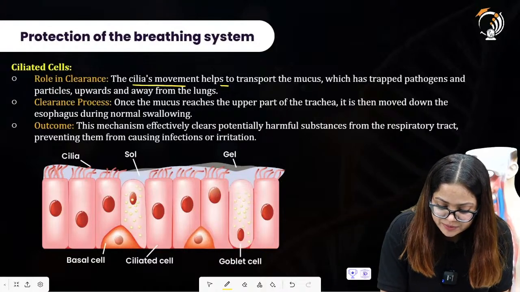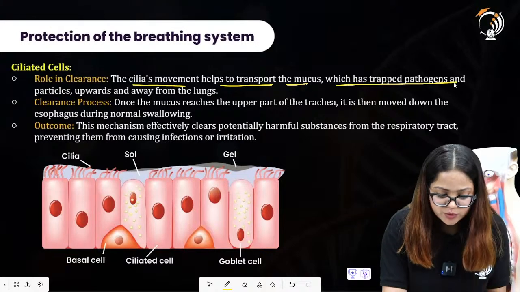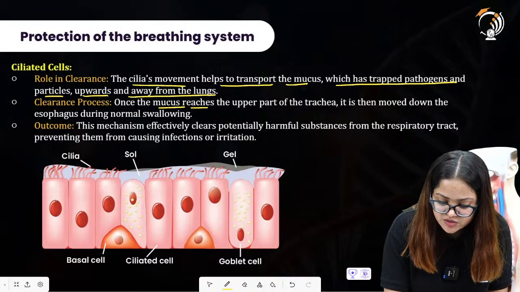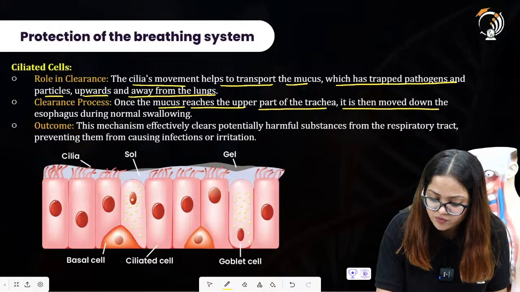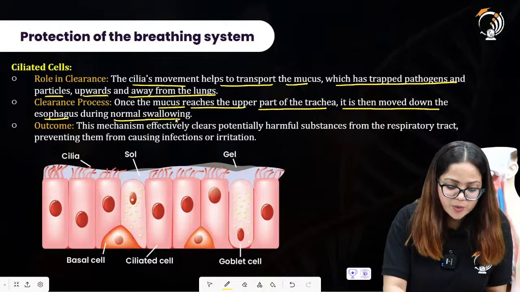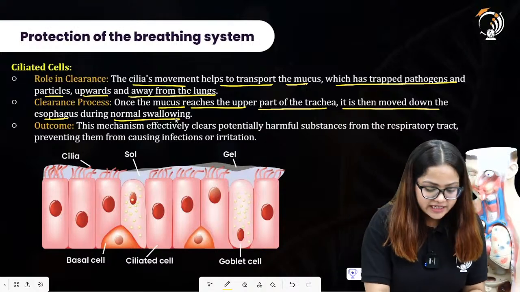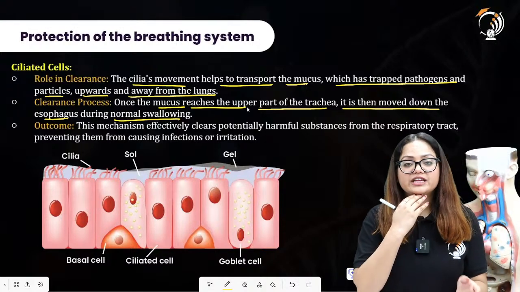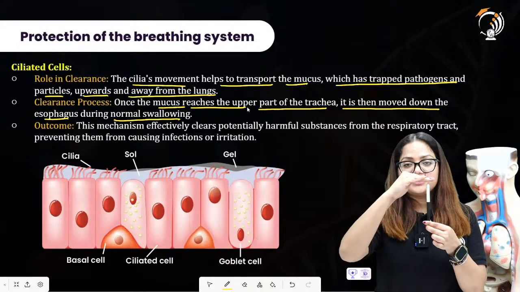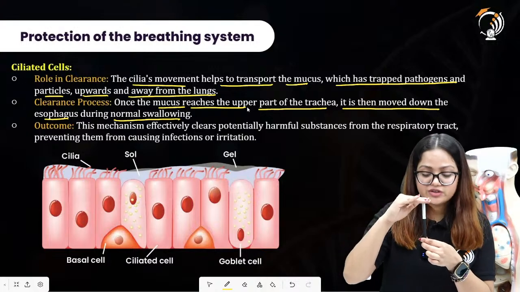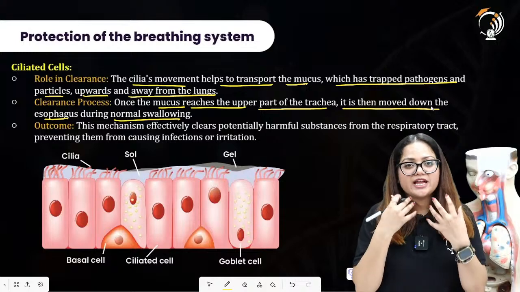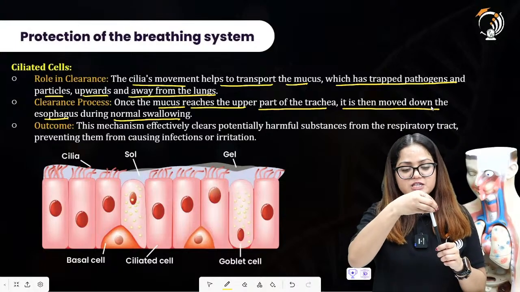The ciliary movement helps to transport the mucus, which has trapped the pathogens and particles, upward and away from the lungs. Clearance process: once the mucus reaches the upper part of the trachea, it is then moved down the esophagus, which is the food pipe, during normal swallowing. So how does it clear? The mucus is transported throughout the trachea till it reaches the upper part, then it is moved down the esophagus during normal swallowing.